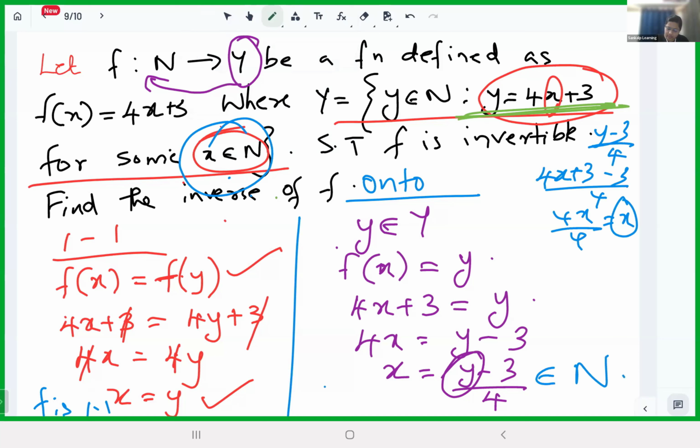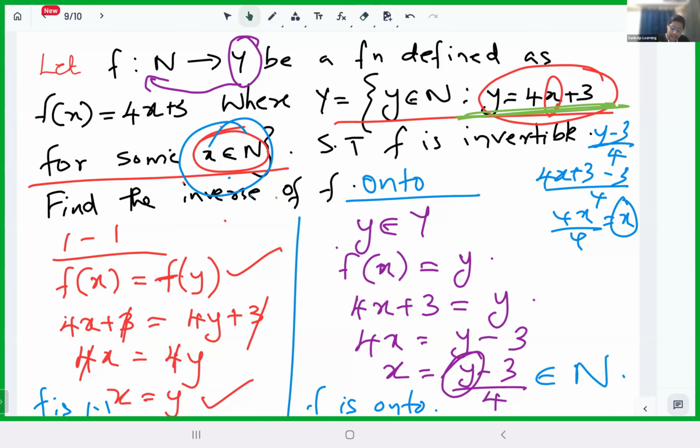So f is onto also. F is 1-1 and onto, which implies that it is a bijective function, isn't it? 1-1 and onto means it is a bijective function. If a function is bijective, then definitely it is invertible. And what will be the inverse? Inverse is nothing but this one. This one is the inverse of the function.